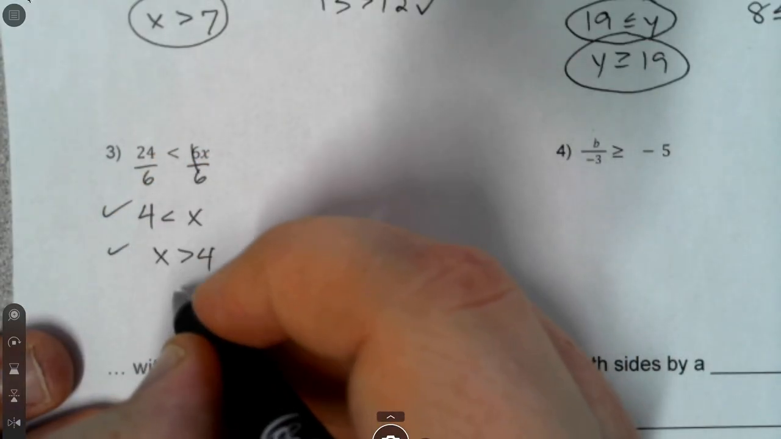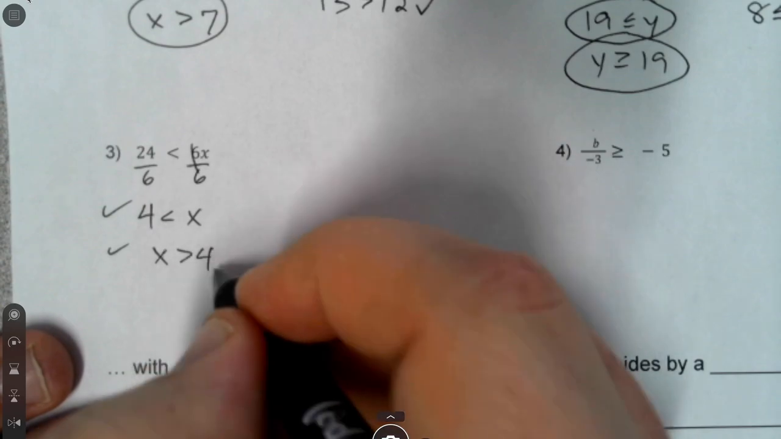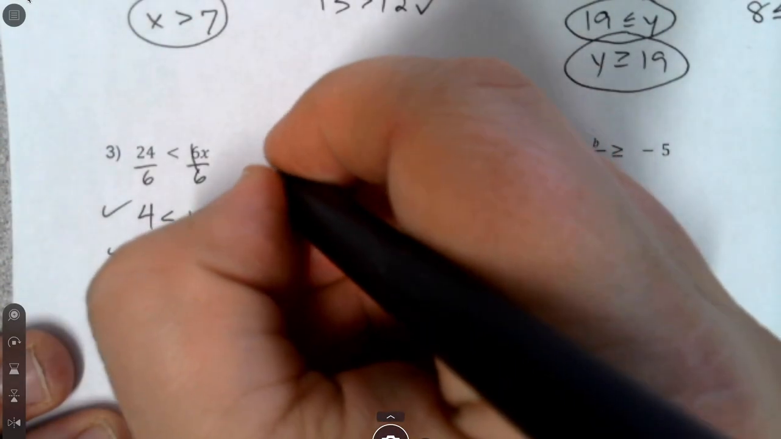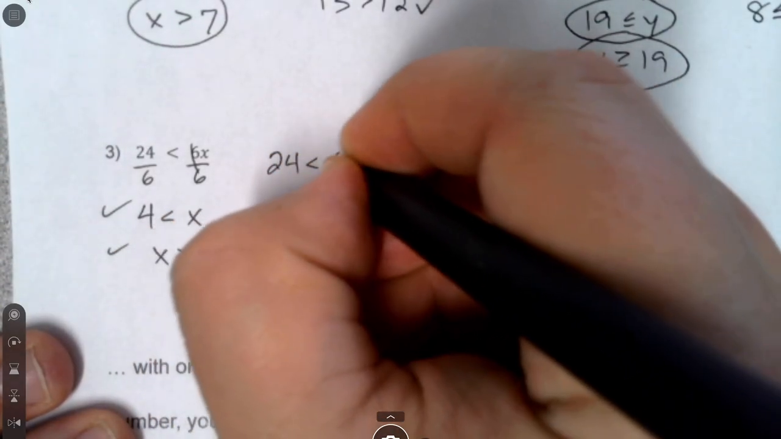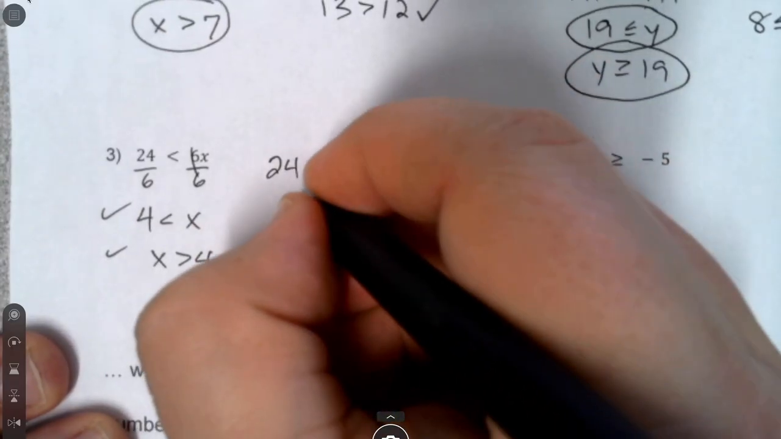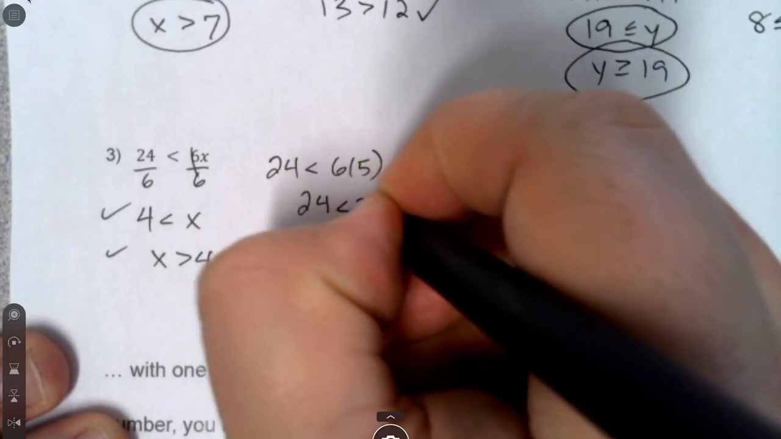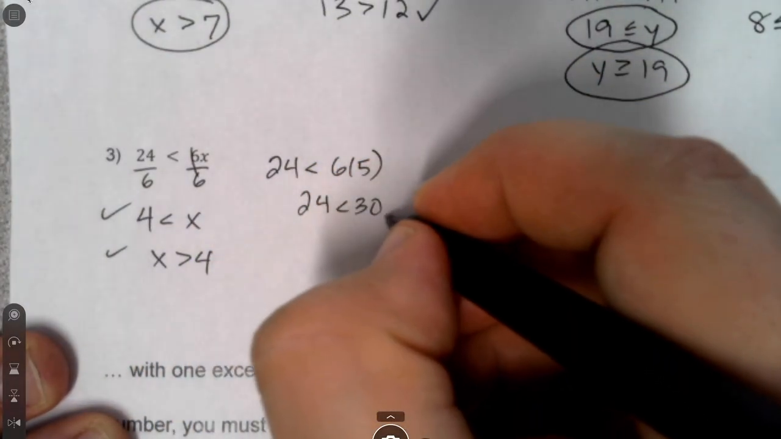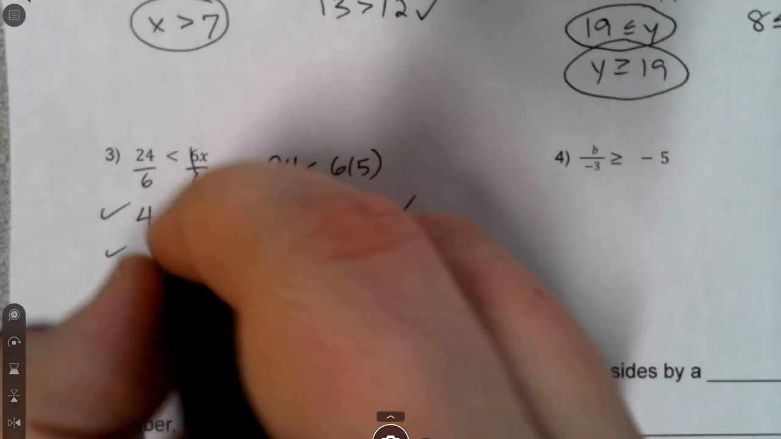And if I want to test it, it says I have to pick a number bigger than 4. So I'll just pick 5. So 24 is less than 6 times 5. 24 is less than 30. That's true. Since 24 is less than 30, our answer checks out.